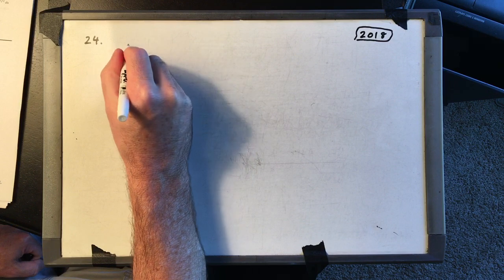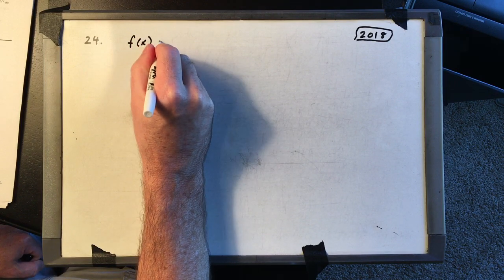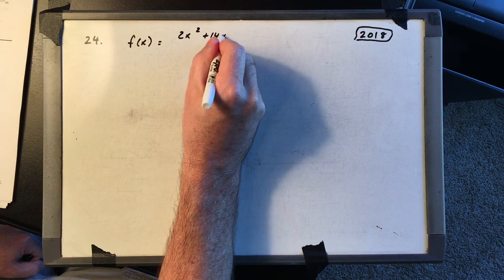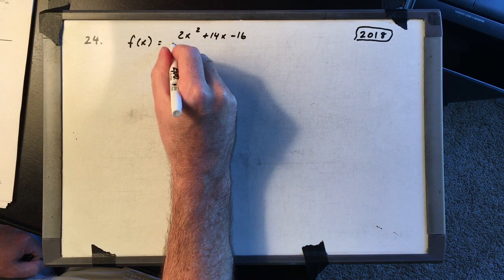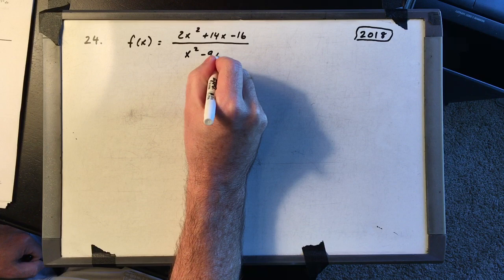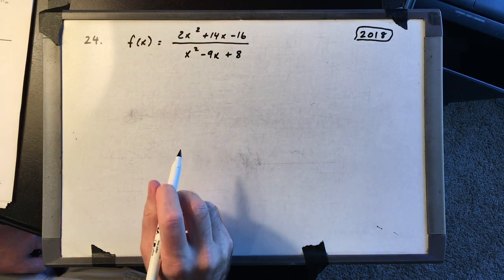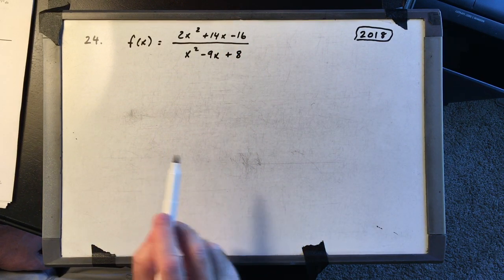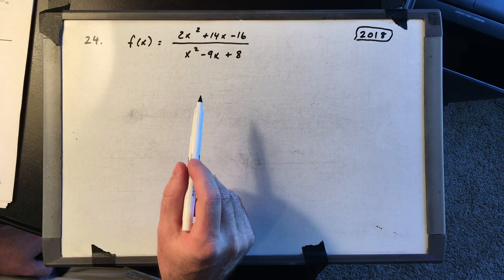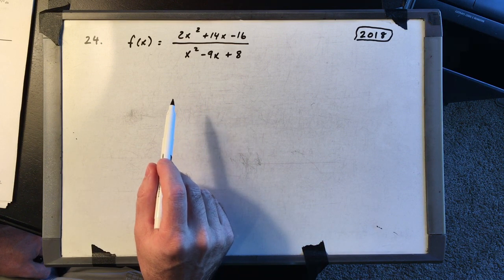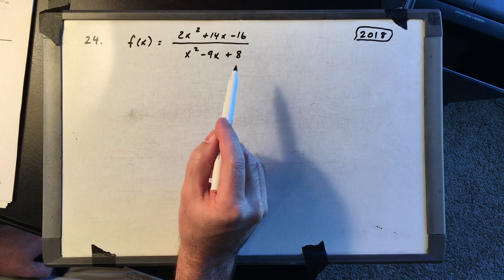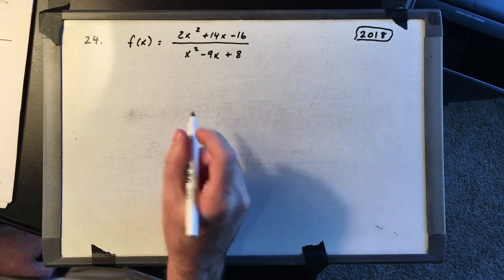Number 24 says we have a function f of x equals 2x squared plus 14x minus 16 over x squared minus 9x plus 8. At what values of x do we have a removable discontinuity? You can tell if a discontinuity is removable if you can factor it. Maybe it makes a 0 in the denominator, but if you can factor and cancel it, then it's a hole. And a hole is a removable discontinuity.